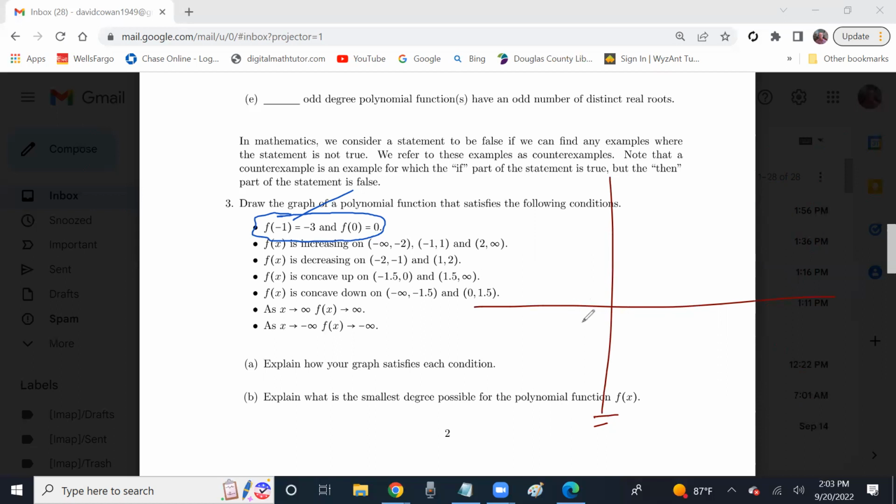When x is -1, y is -3. So that point is on the graph, and that point is on the graph. Draw the graph of any polynomial that satisfies that condition. Well, I can draw a straight line through that.